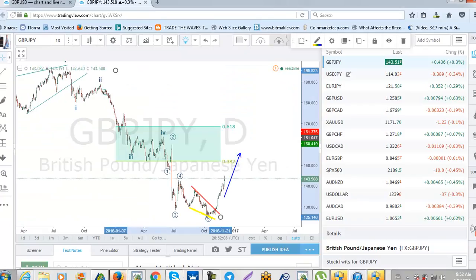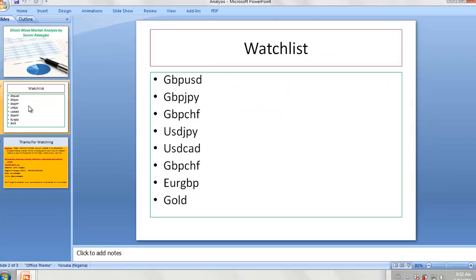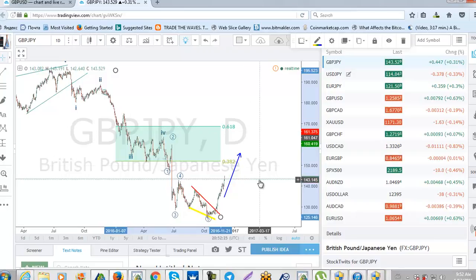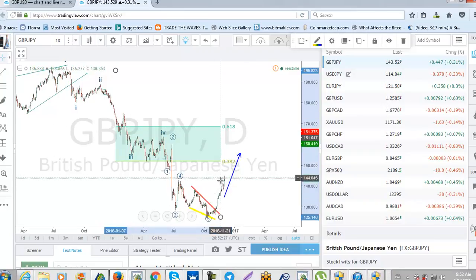I have some currency pairs on my watch list. These are the currency pairs I have on my watch list, and I'll quickly take you to my platform so that you can see what I'm talking about. Now we'll be starting with the yen pairs. For some time now the yen pairs have really gone extreme, kind of overbought, and now we're expecting price to start coming down. Let's see the extent to which the move downward is going to be.